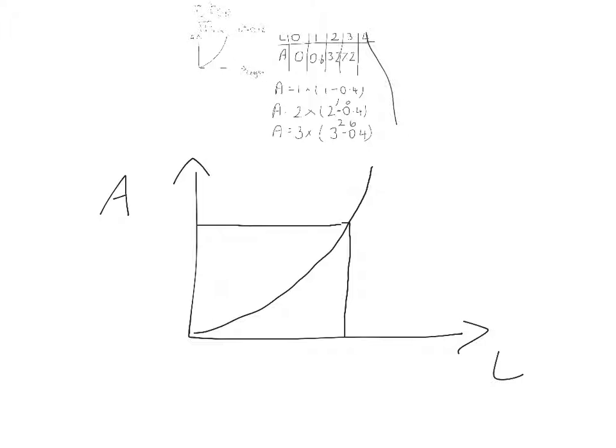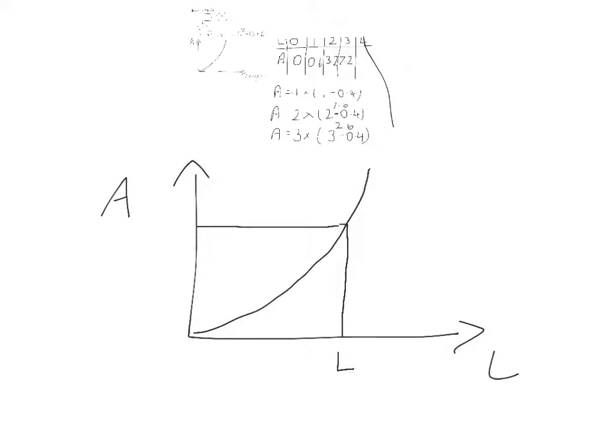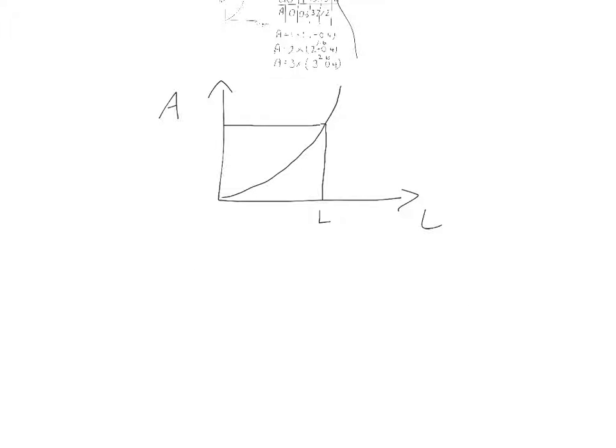Now you can work out whatever this length is from the graph. You will then substitute that length back into the equation that we know, that the width is equal to length minus 0.4, and you can work out what the width is.